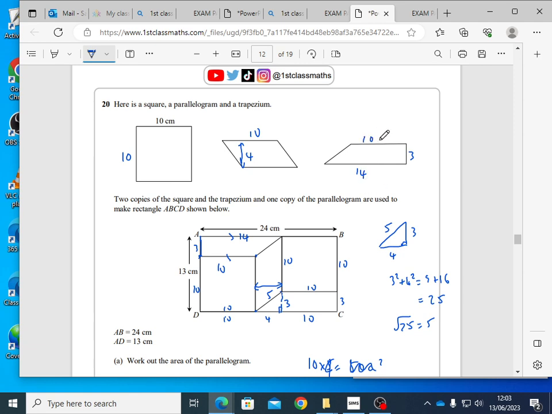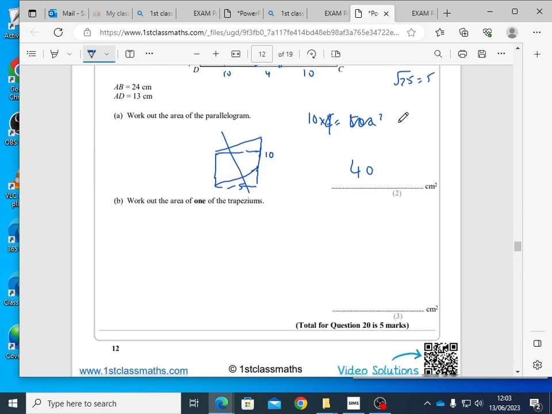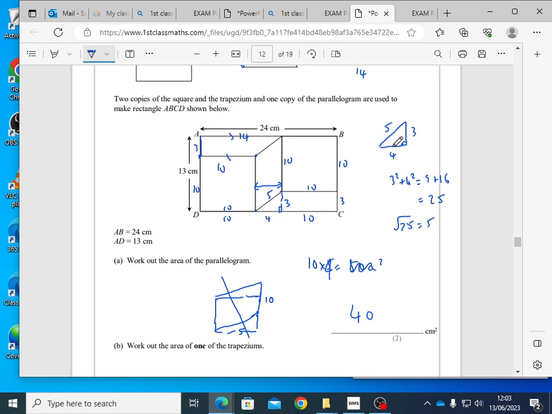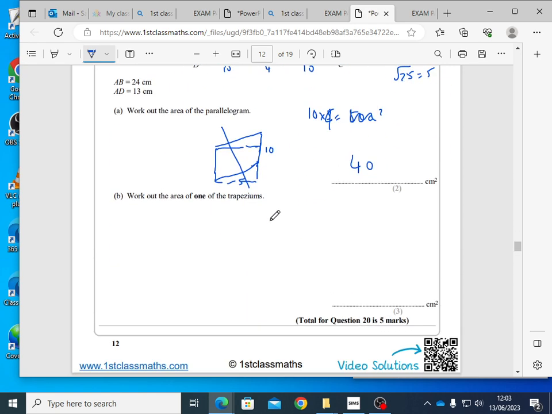So the area of a trapezium: top plus the bottom, times by height, divided by 2, gives the area. So that will be 10 plus 14, times by the height, and then divided by 2. So let's just work that out here. That plus that is 24. 24 times 3 divided by 2. Divided by 2 is going to give me 12. 3 times 12 is going to give me 36 centimeters squared. So you get those.